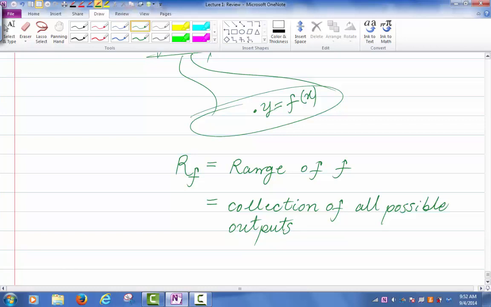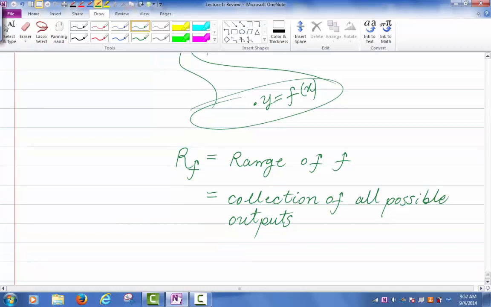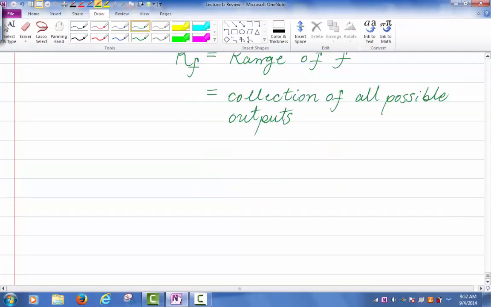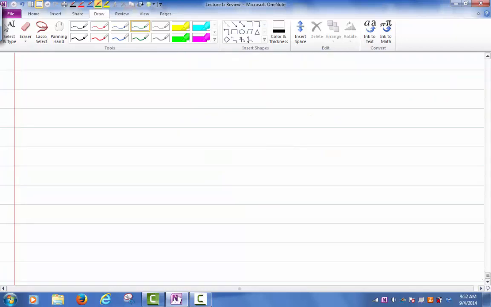Everybody understands what I mean by input and what I mean by a domain and a range? Everybody's okay with that? Okay. Let's go over some examples to make sure we understand what a function is.